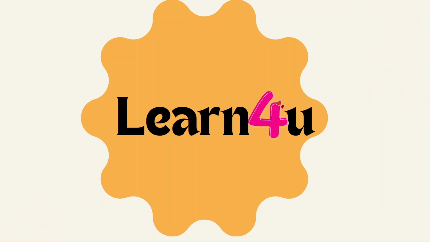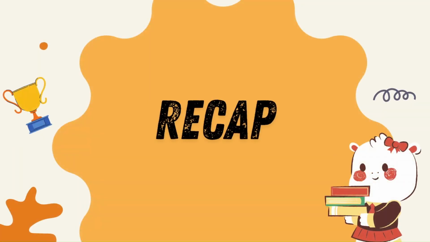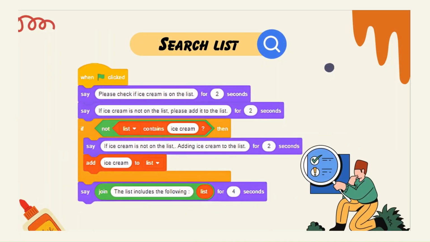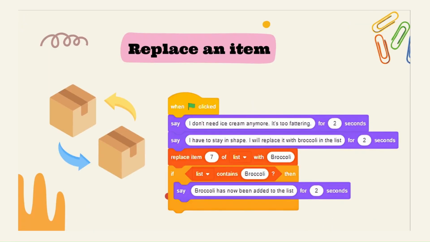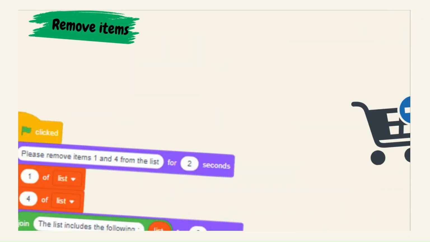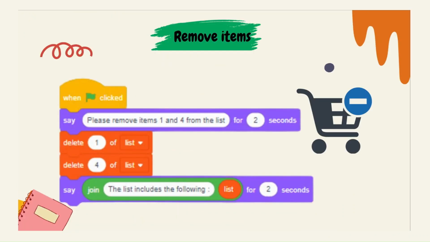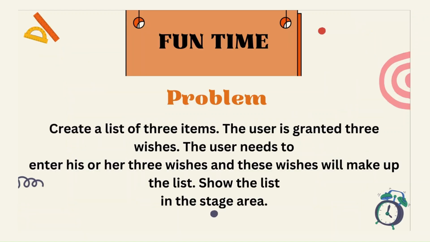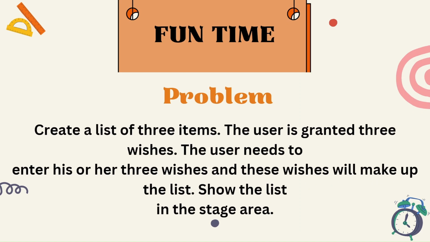So, let's begin. As always, let's have a recap of what we did in our previous video. Basically, there we talked about the list block, right? How different operations we can perform on it, such as replacing and removing items. Then I gave you one task. Do you remember it? You tried to do this problem. The problem was you have to create a list of three items and the user is granted three wishes, right? So first we are going to solve this problem and then later on we'll move ahead.